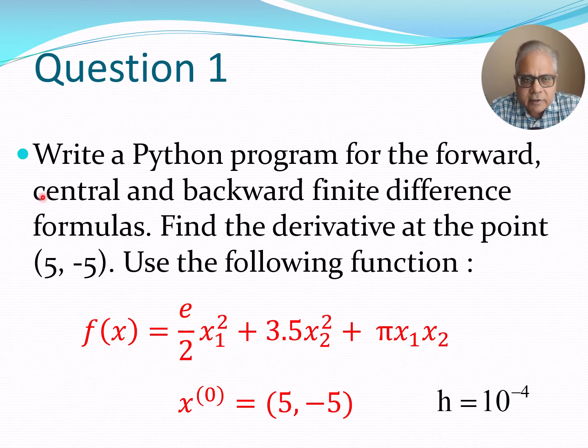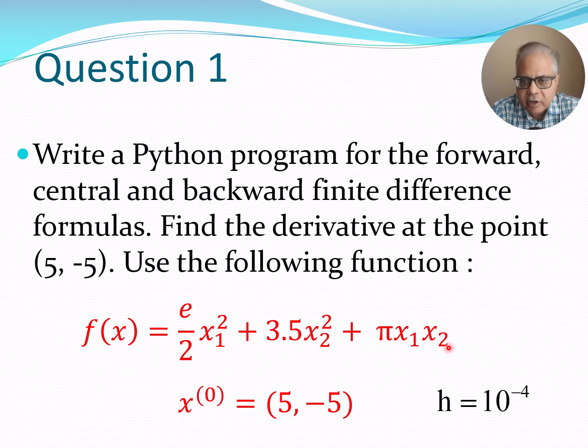Let's start with the first question, and this question is to write a Python program for the forward, central and backward finite difference formulas, and we want to find the derivatives at a given point. We choose the point 5 and minus 5, and we are going to use the following function given here, and I'm also going to use a value of h of 10 to the power minus 4. Now this particular function I have created such that the H matrix comes out in terms of e, pi and so on. So that's something we are going to check later.